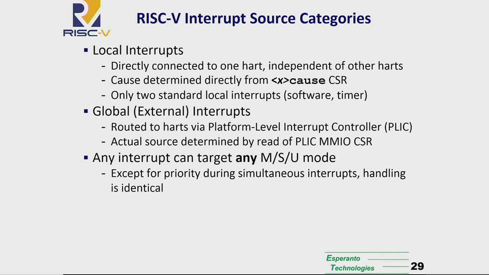Global interrupts could potentially affect all harts, and they're determined by the platform level interrupt controller. They can target any of the three modes: machine, supervisor, or user mode. Pretty much they're handled identically. That is, you just get a label on it that says it's one or the other. The only reason that makes a difference is if they both come in at the same time, the higher privilege levels will get handled first. So you could get one of three, and if it's a U mode interrupt, it might be that machine mode will delegate it to a user.